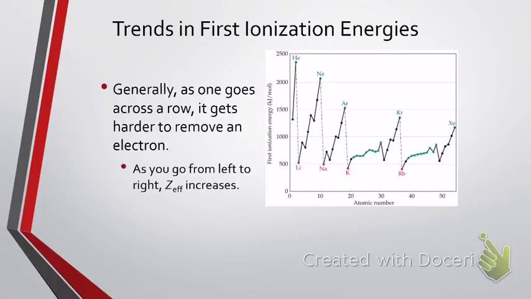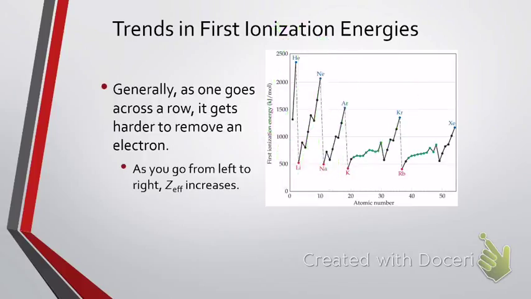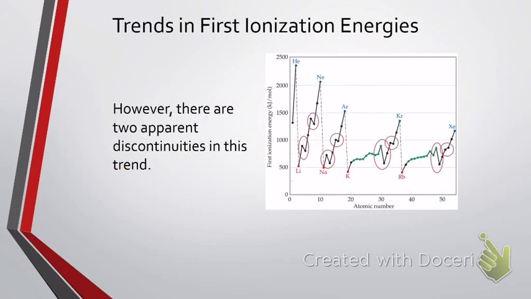I'm hoping that you can see there where this is the first row, hydrogen and helium. This is the second row from lithium to neon, the third row from sodium to argon, potassium to krypton, so on and so forth. Hopefully you see that there are a couple of exceptions or a couple of anomalies in that trend. It's not perfectly increasing. Okay? So there are two apparent discontinuities in this trend.